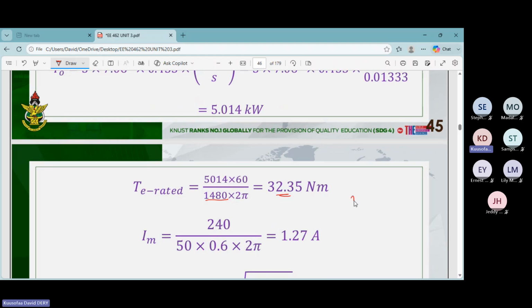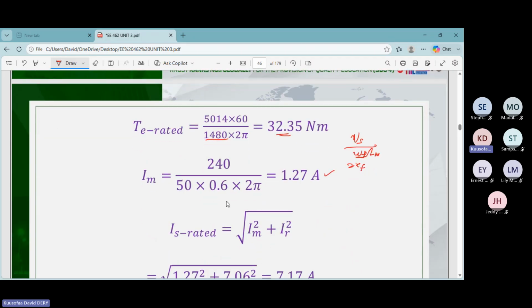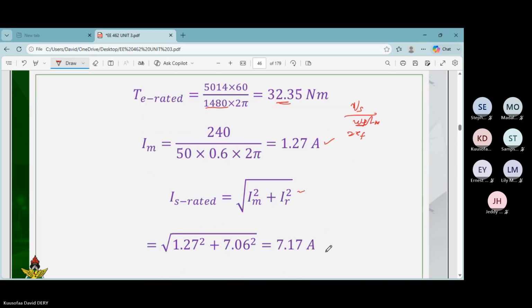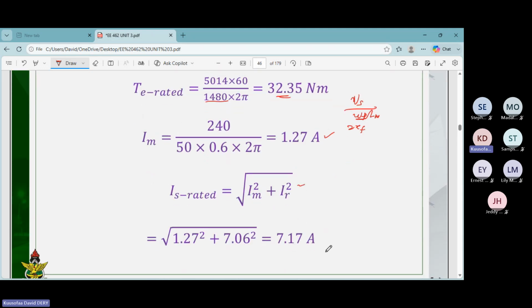So it's going to be VS over what? Omega E Lm. We know omega E is 2 pi F, right? The frequency was given as 50, and the inductance was 600 millihenry. When you convert it to Henry, you get 0.6. So this is the magnitude, and we know IR already. So IS is going to be given by this expression. And that's how we go about the first part of the question. Please, are there any questions on this?